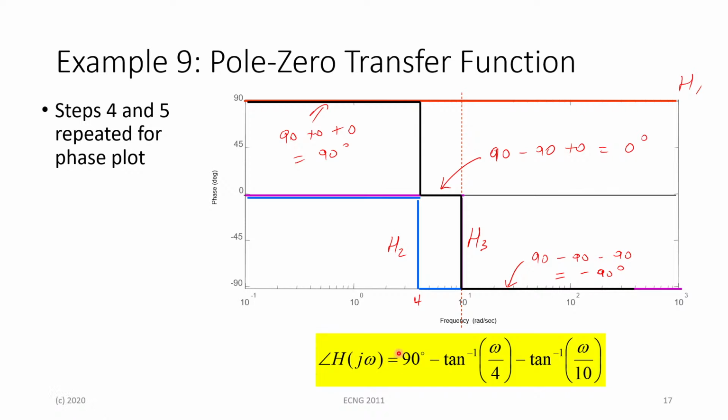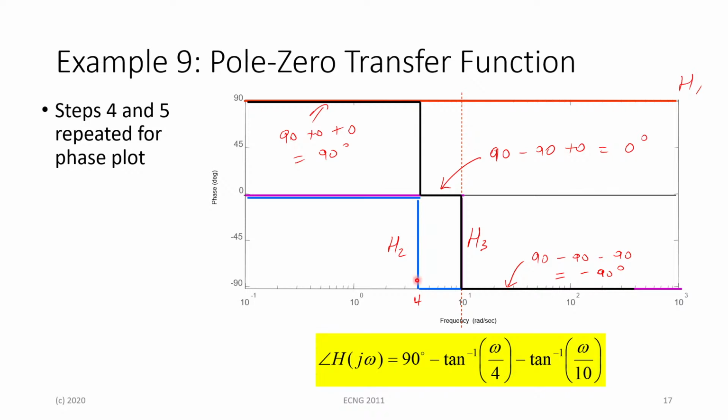The last point to note is that when you're doing the phase plot, you are required to put down the angle equation for the entire phase plot. And it's just a summation of the angle equations for H1, H2, and H3. H1 was 90 degrees, so we just say 90 degrees here. H2, if we did the angle equation for that, was minus tan inverse of omega divided by 4. The reason it's minus tan inverse is because it steps down to negative 90 degrees. If it stepped up, it would have been positive tan inverse instead.